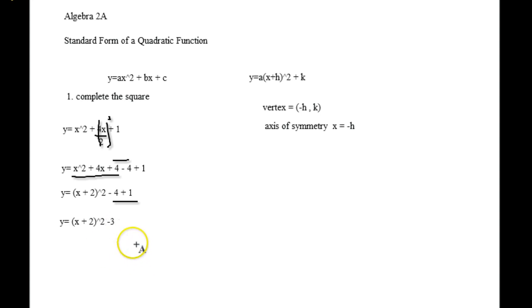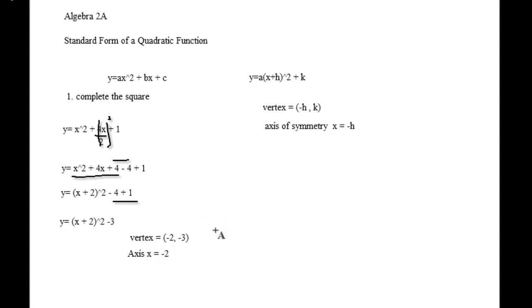So I can actually tell you that the vertex is going to be negative 2 comma negative 3. Okay, and the axis of symmetry is going to be x equals negative 2.